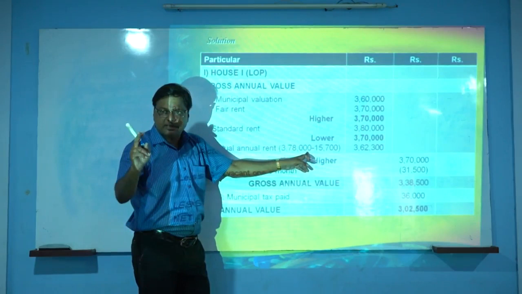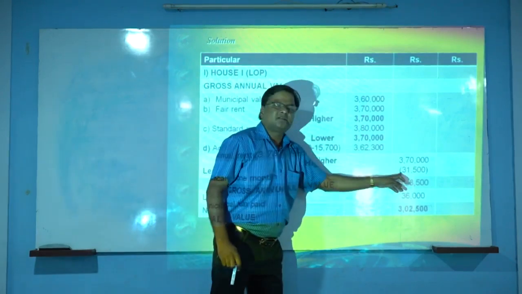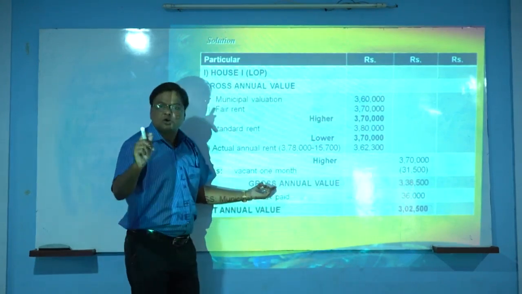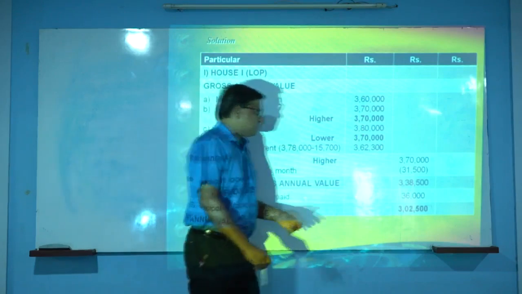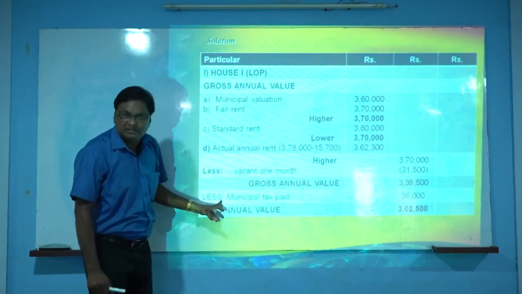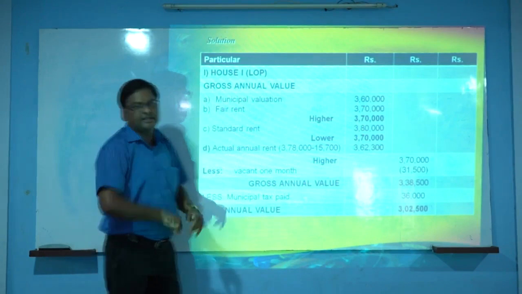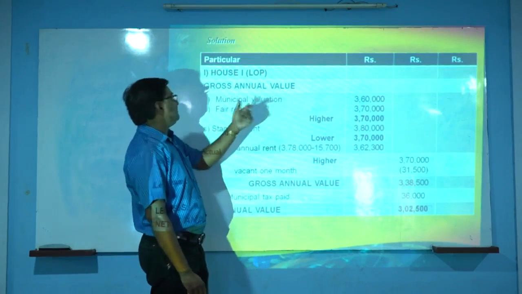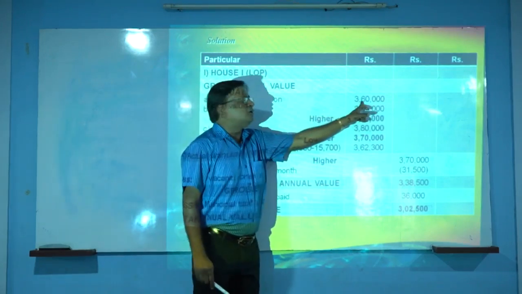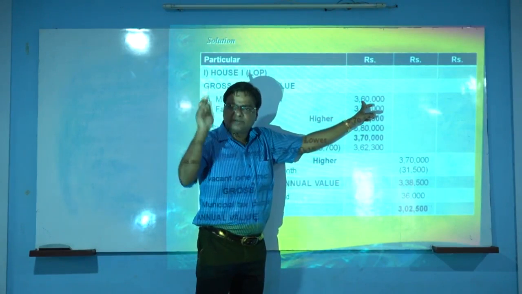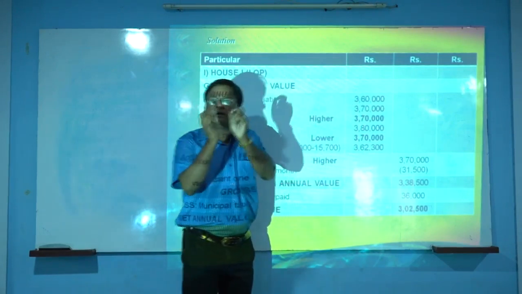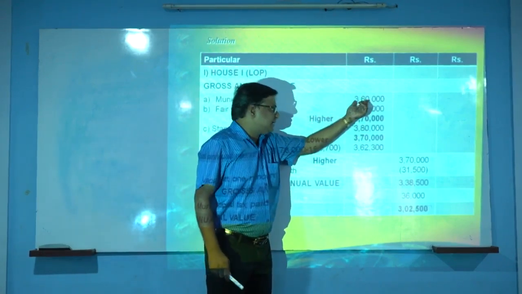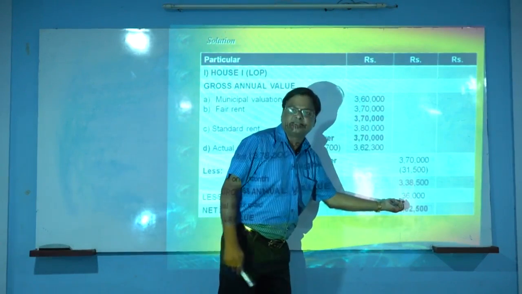Unrealized rent काय करायचं ते आपल्याला सांगितलेलं आहे आणि vacant period ची रक्कम काय करायचं तेही सांगितलेलं आहे. Then the balance that remains will be called the gross annual value. Then from that gross annual value we have to deduct municipal tax paid during the year. Municipal tax is given as 10% in the problem. That 10% will be calculated on municipal valuation. If a percentage is given, then that percentage will be calculated only on municipal valuation. Municipal valuation is 3,60,000. Then 10% of 3,60,000 is 36,000.